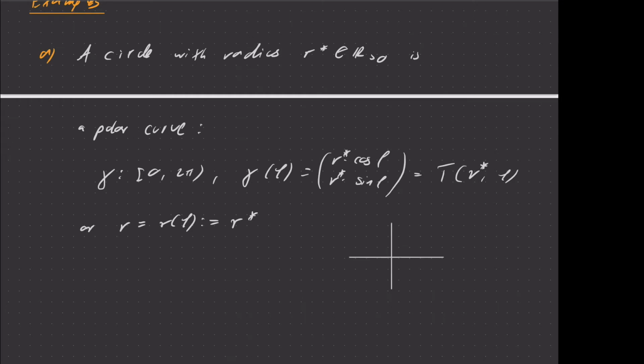A quick sketch. So to every angle, we associate the same radius. And that means basically what we get is a circle like that, right? So here is our r star, and that radius is the same everywhere along that circle here.